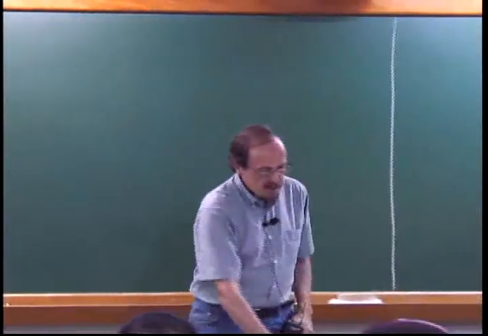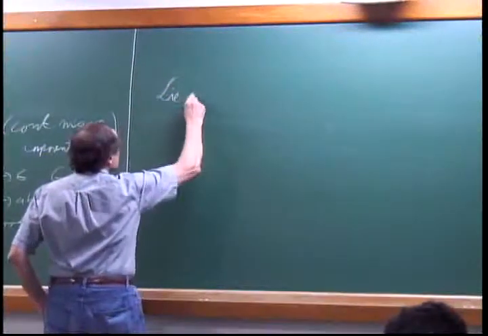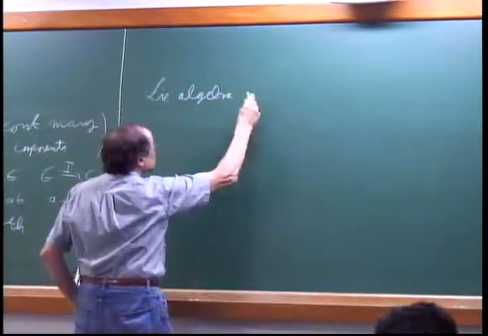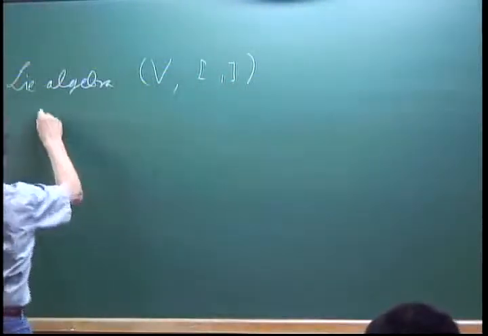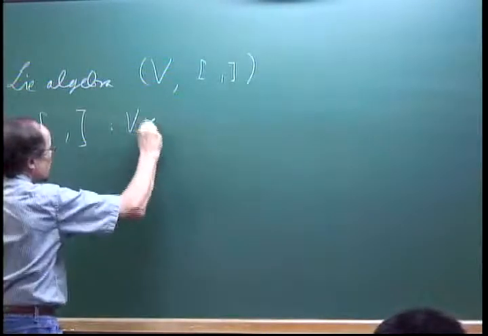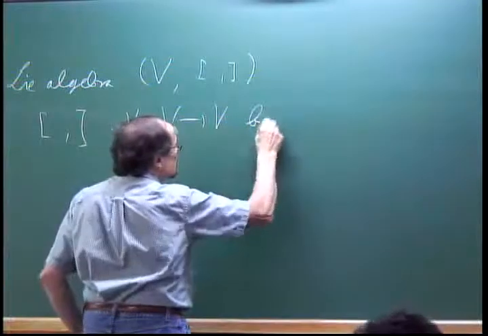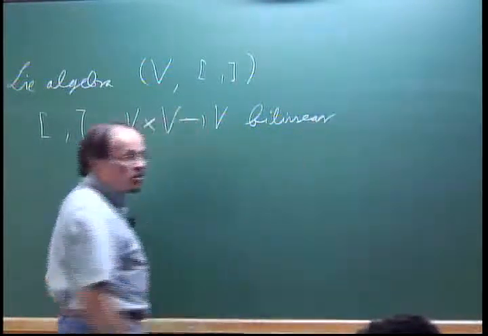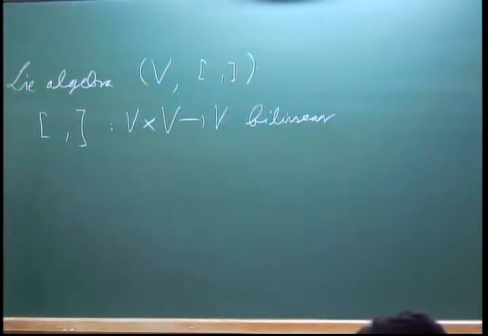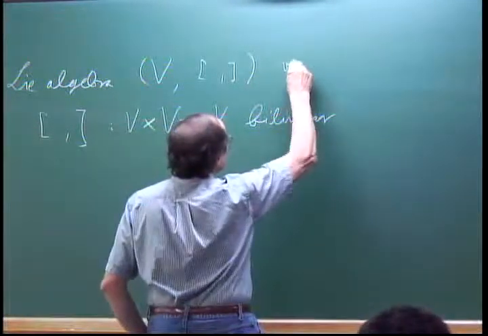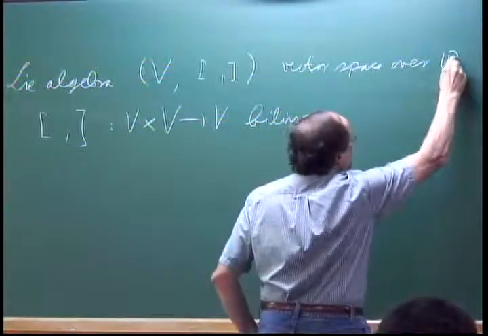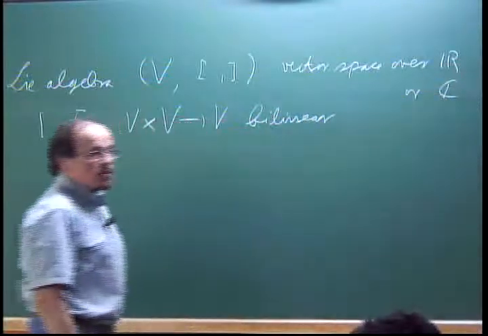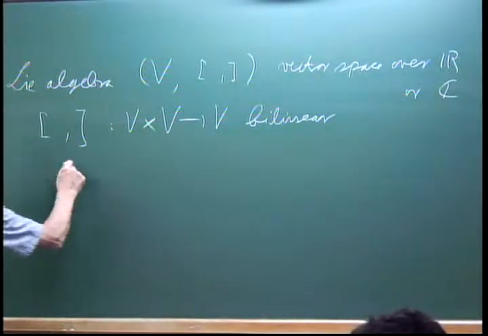Okay, so that's a Lie group, and then the other concept that was important last time was a Lie algebra. We call it V, a vector space with a bracket on it. The bracket is a bilinear form that goes from V cross V into V, so it's linear in each component, as usual. V is a vector space over the reals or the complex numbers, so there are real Lie algebras and complex Lie algebras. And it satisfies our Jacobi identity.